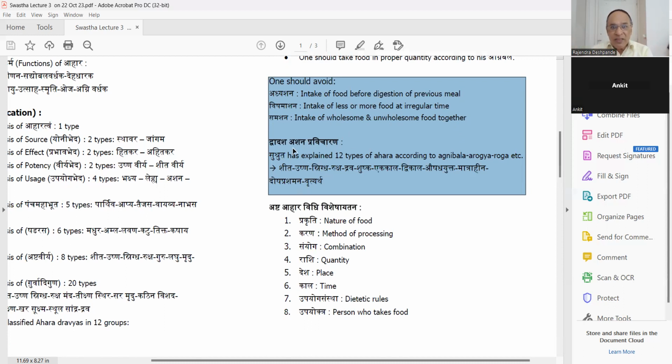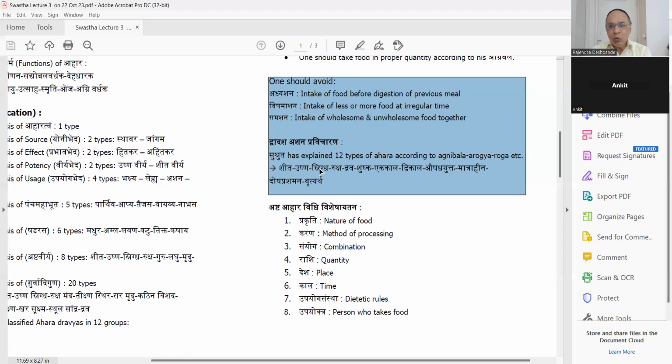Okay. Dvadasha Ashana Pravicharana by Sushruta. Very important. Please write down. Simultaneously, you can take a snapshot or make an audio recording. Sushruta has explained 12 types of ahara according to Agnibala, according to Arogya, according to Roga, etc.